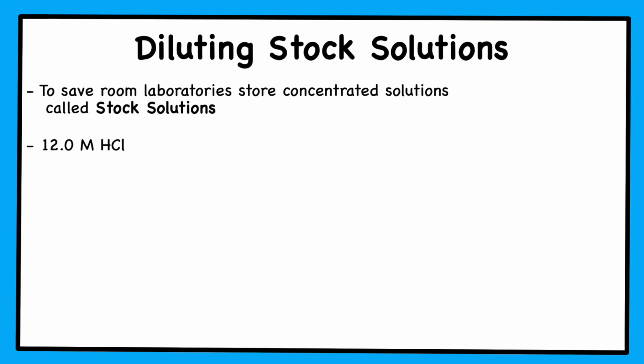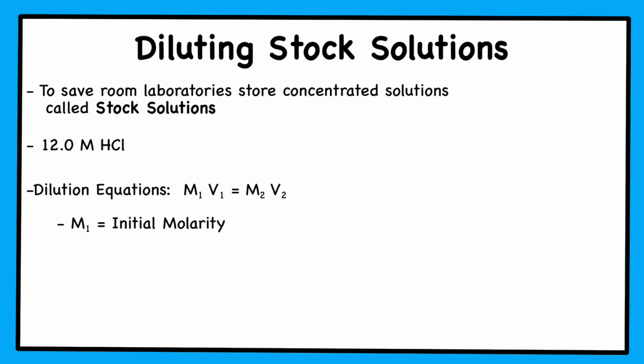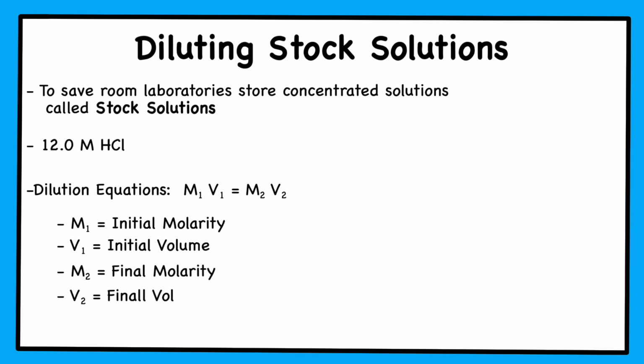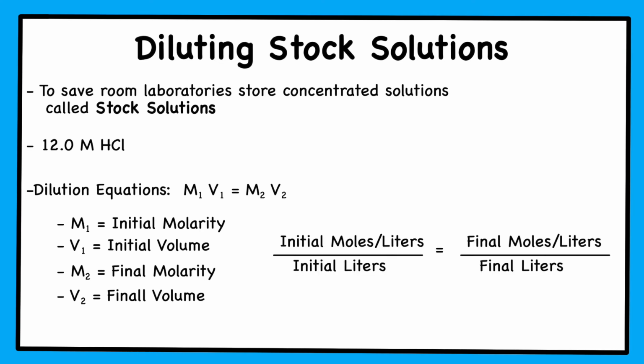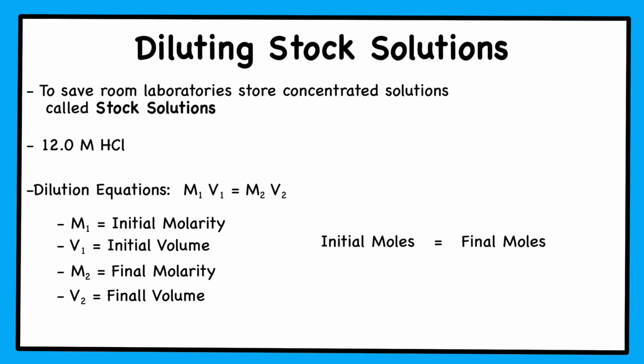In order to make a diluted concentration from a stock solution, we are going to have to use this dilution equation: M1 times V1 equals M2 times V2. M1 is our initial molarity, and V1 is our initial volume of the concentrated solution, while M2 is our final molarity, and V2 is our final volume of our diluted solution. This equation works best because if we cancel out the units, the unit liter would cancel out on both sides, leaving us just with moles of initial equal moles of final. In other words, the number of moles in a new solution does not change.